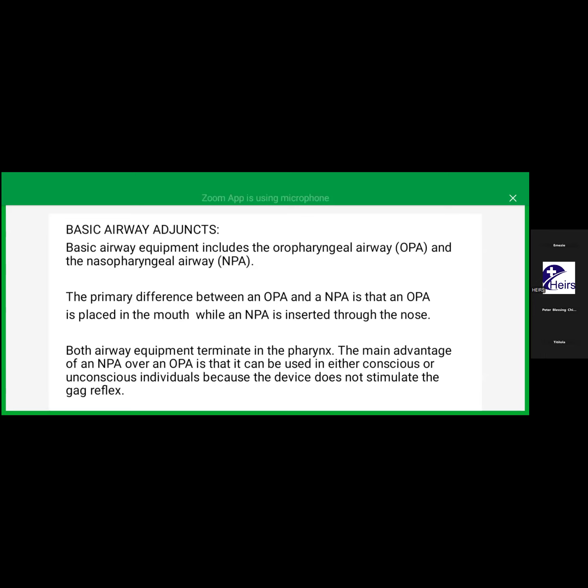Thank you. So yesterday we were talking about how to manage a compromised airway. We said the first principle is to establish that the airway is compromised. After it is established that the airway is compromised, we move ahead to manage the airway, to open up the airway. And we were able to list those signs that will tell us that this airway is compromised.